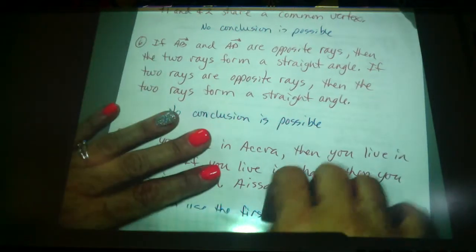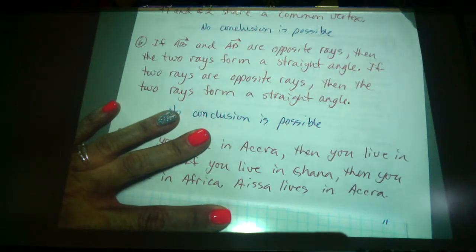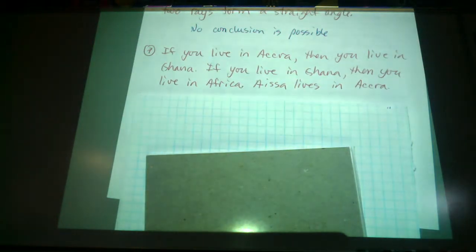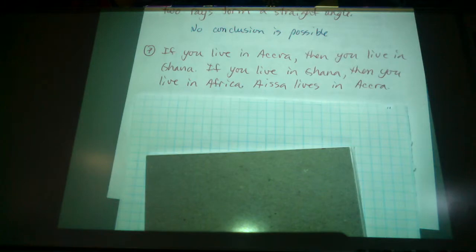This last question, tell me what you think about it. If you live in Accra, then you live in Ghana. Full conditional, partial? Full conditional. If you live in Ghana, then you live in Africa. Full conditional or partial? Full conditional. So we have two full conditionals, and then we have Aisa lives in Accra. Full conditional or partial? Partial. We have two full conditionals and a partial. When they do that to you, they are trying to combine the law of syllogism and the law of detachment together, which is fine.